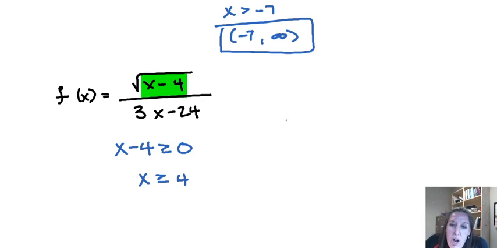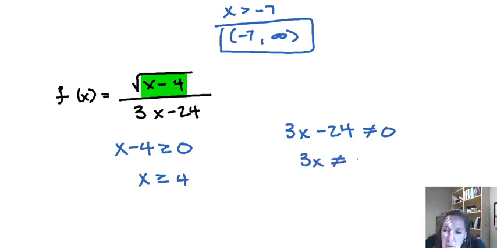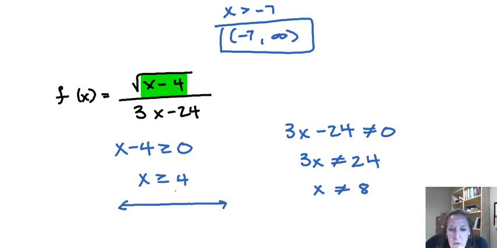And then we also have a denominator, so that means our denominator cannot be equal to 0. So 3x minus 24 can't be equal to 0. 3x can't be equal to 24. So that means x cannot be equal to 8. So if we look at this on a number line, 4 is the smaller number, so it's going to go on the left. 8's the bigger number, it's going to go on the right. We want the x's that are greater than or equal to 4.